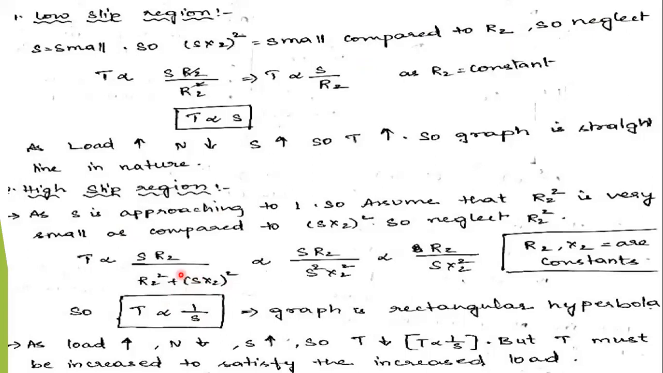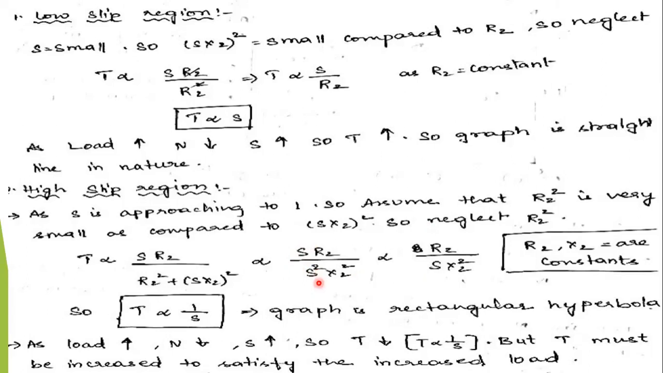So this will be more value than this value. Compared to the R2 square value, this value will be more, so I can neglect the R2 square value. So what will be there? In the remaining part, torque is directly proportional to, numerator as it is, S R2 by S2 square X2 square. If you consider the rotor resistance and reactance, these are constant terms. So the remaining term will be torque is directly proportional to S by S square.